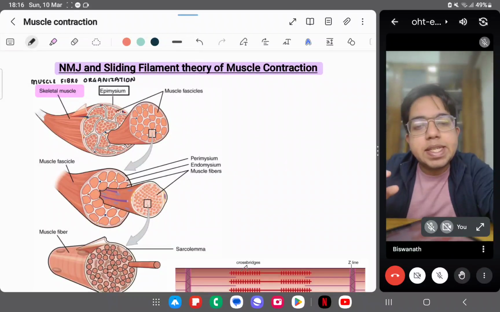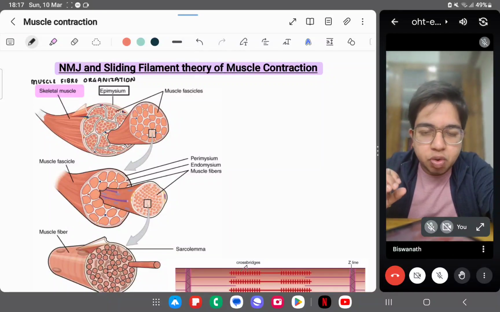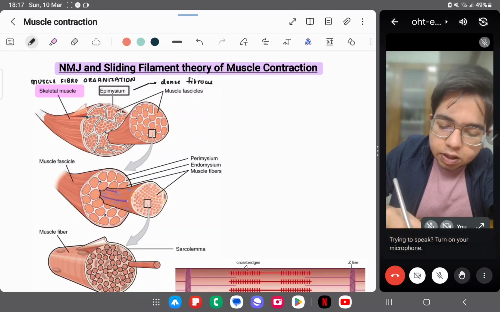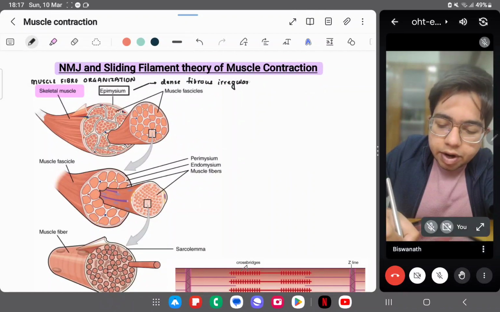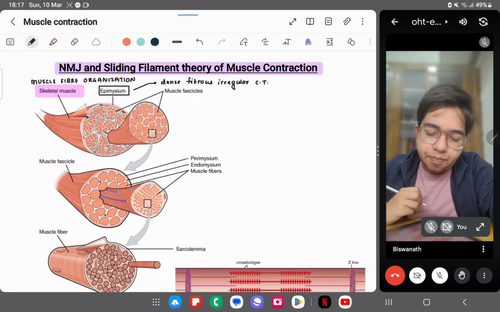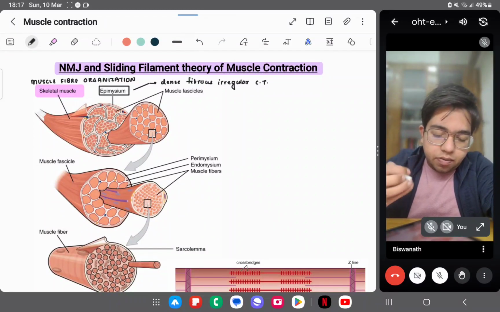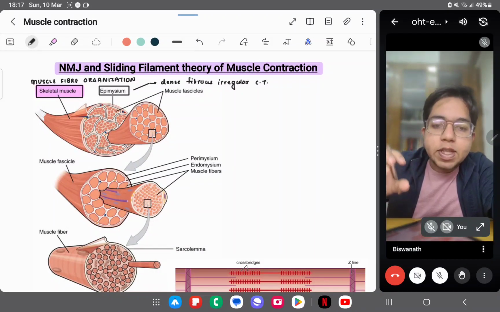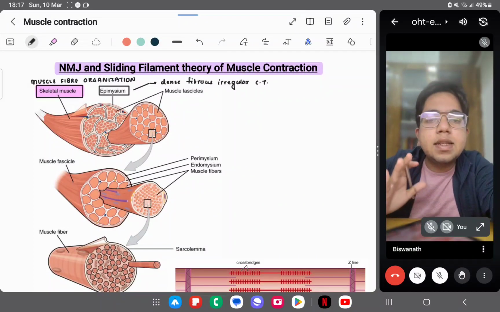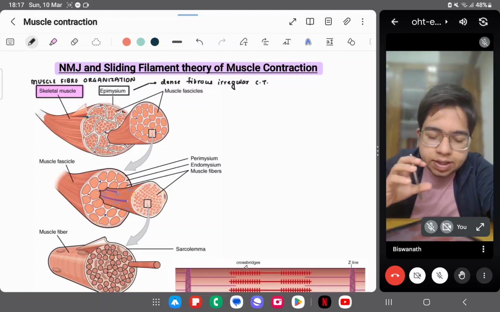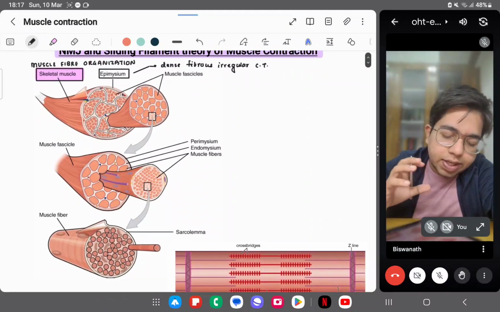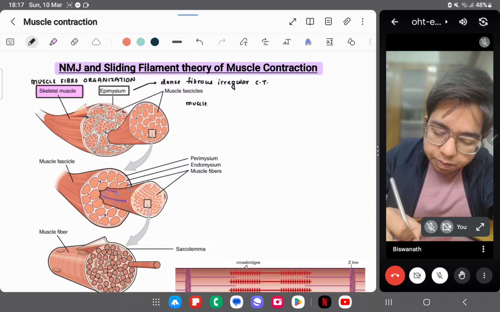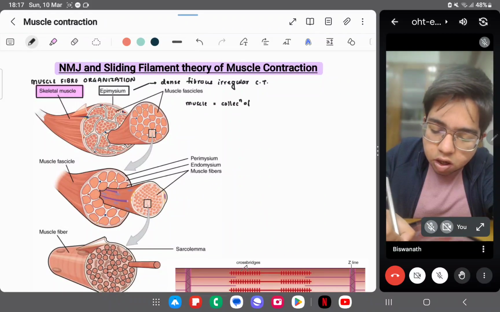Okay, and this epimysium is basically a dense, fibrous, irregular connective tissue in nature. The skeletal muscle as a whole will consist of some groups, and a single group is called a fascicle. Okay, so a skeletal muscle is in fact a collection of fascicles.